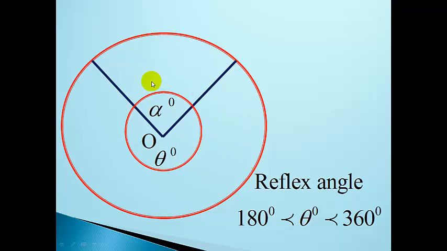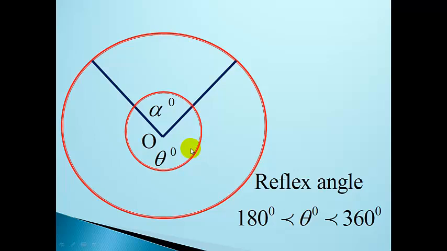Now, considering the circle as shown, there are two angles at the center of the circle, and the center of the circle is O. The two angles at the center are alpha degrees and theta degrees. Theta degrees is the reflex angle. A reflex angle is an angle that is greater than 180 degrees but less than 360 degrees.